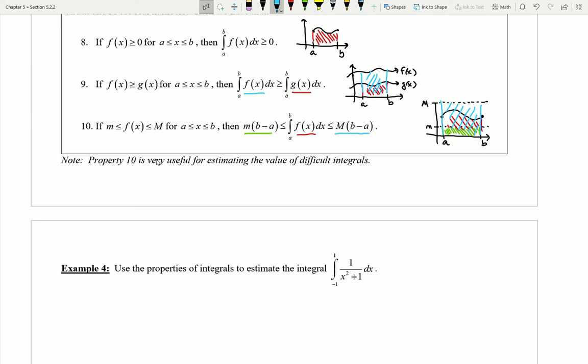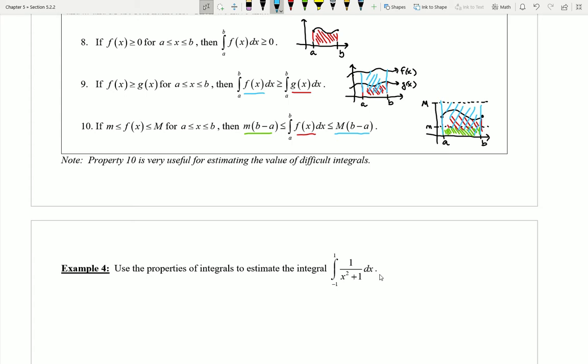So now that we've finished talking about properties 8, 9, and 10, which were our comparison properties, let's see how we can use these to go ahead and answer a question like example number 4. Here I'm going to be asked to use the properties of integrals to estimate the value of this specific integral. Now actually, this is a question that was discussed in our very first section in this class.